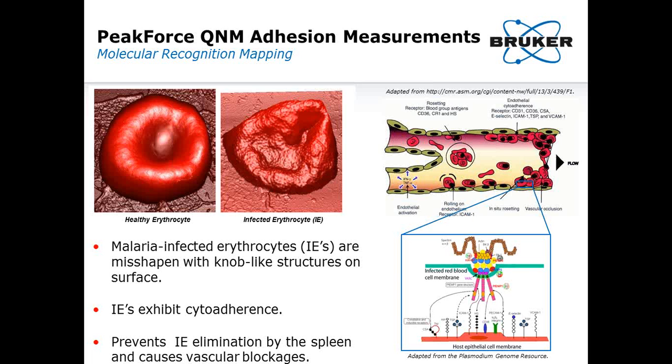Unlike healthy cells, malaria-infected erythrocytes also exhibit cytoadherence, where they have a tendency to stick to the walls of blood vessels. Not only does this prevent them from being removed from the bloodstream by the spleen, buildup of these cells in the blood vessels can cause other dangerous health issues such as vascular blockages. Molecules associated with the knob-like structures on the surface of the infected cells are believed to be involved in helping them to adhere to the endothelial cells on the blood vessels by interacting with endothelium surface receptors.